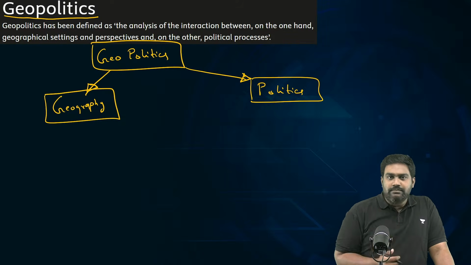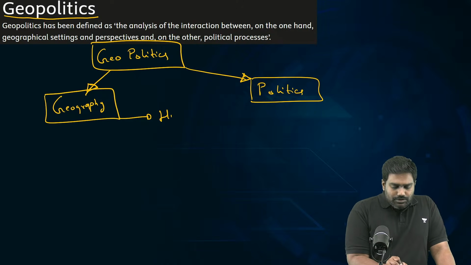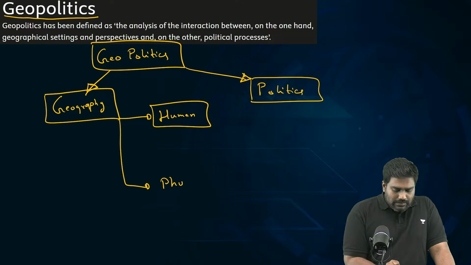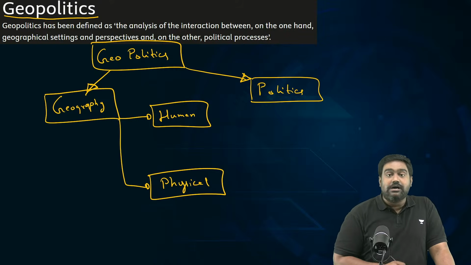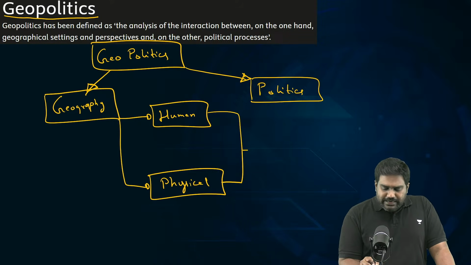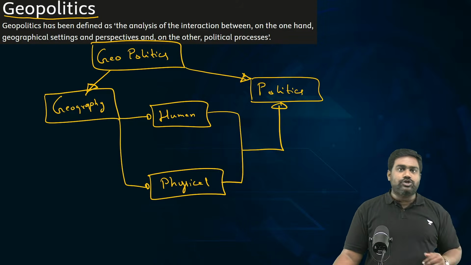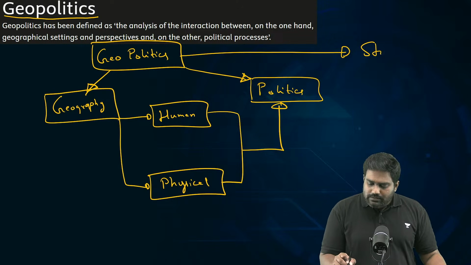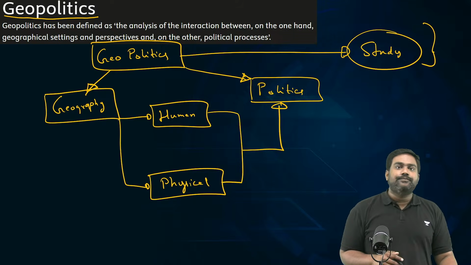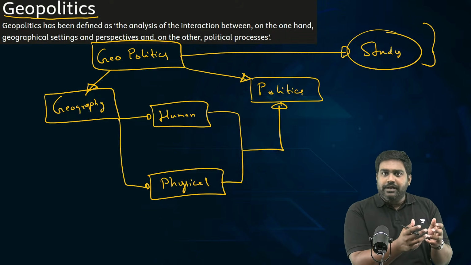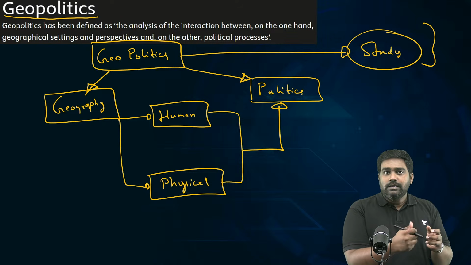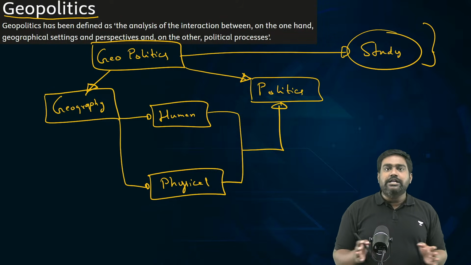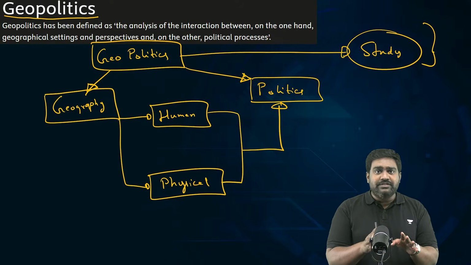What's the relation? What do you mean by this? Geographical elements such as human geography and physical geography of a country will directly influence the politics of that nation, of that region. The study of this is nothing but geopolitics. When you study the geography of a country, the human geography and physical geography, connect that with the political developments and its foreign relations. That is the study of geopolitics.